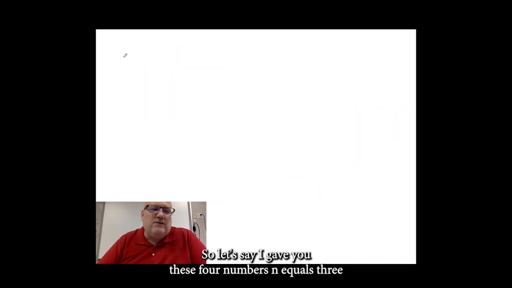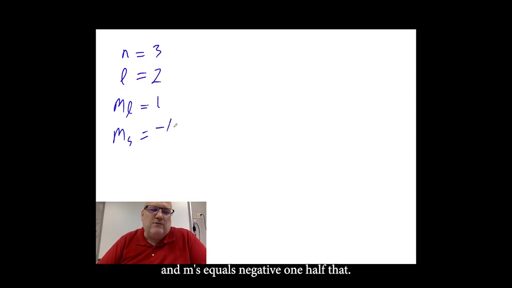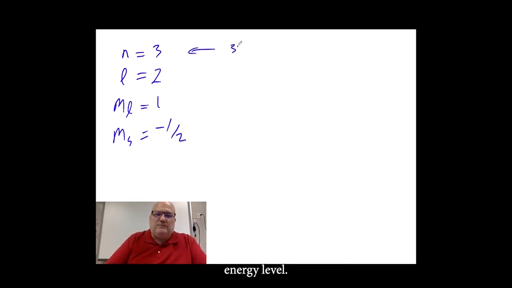So let's say I gave you these 4 quantum numbers. n equals 3, l equals 2, ml equals 1, and ms equals negative 1/2. What would that really mean?